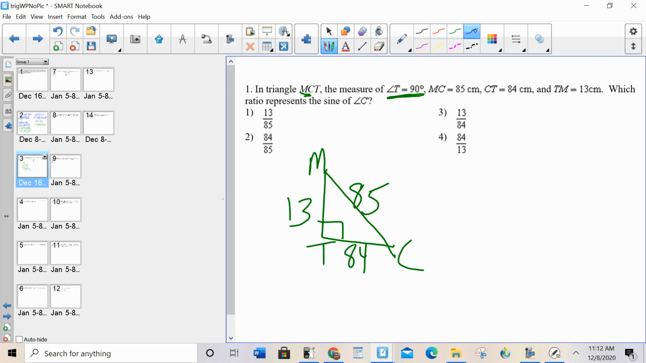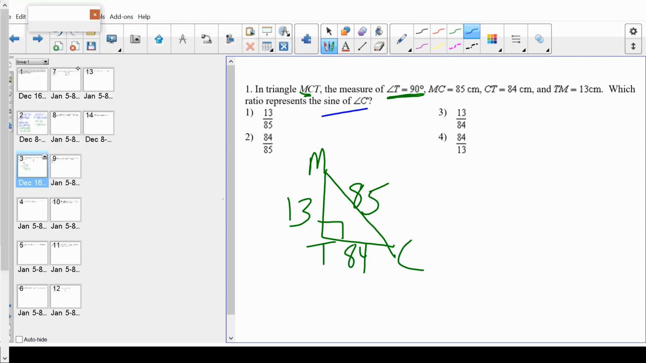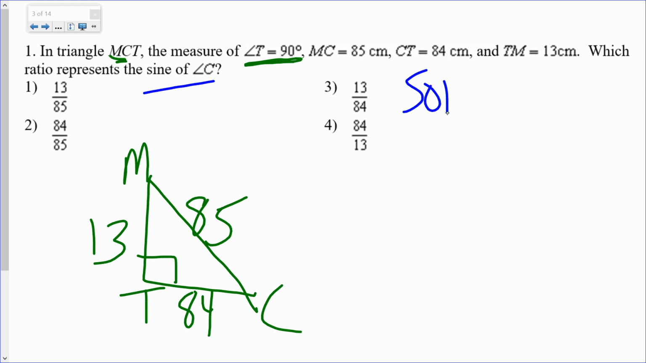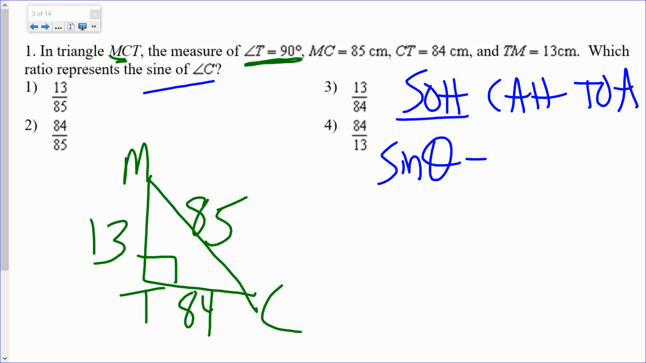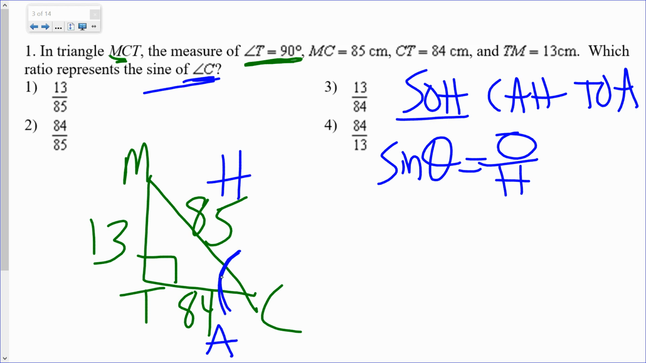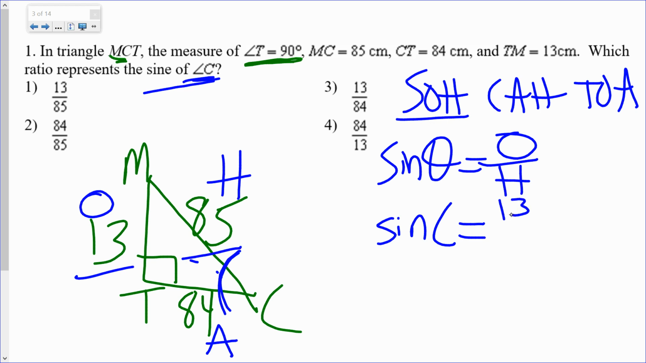Now it's asking for the sine of angle C. So since it's asking for sine, I know that we're using SOHCAHTOA. And the formula for sine theta is opposite over hypotenuse. So I'm dealing with angle C. My first step is to label my H, which is my hypotenuse. The angle always connects the H to the A, which makes this my O. So it's asking for sine of C, so theta is C, opposite is 13, hypotenuse is 85.